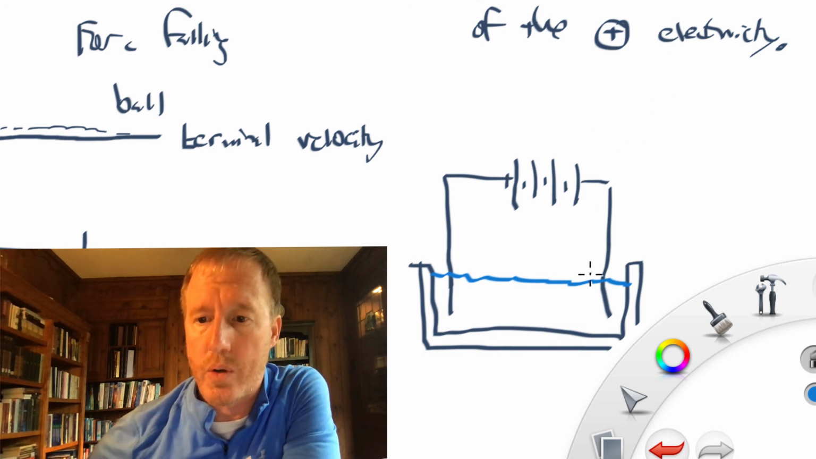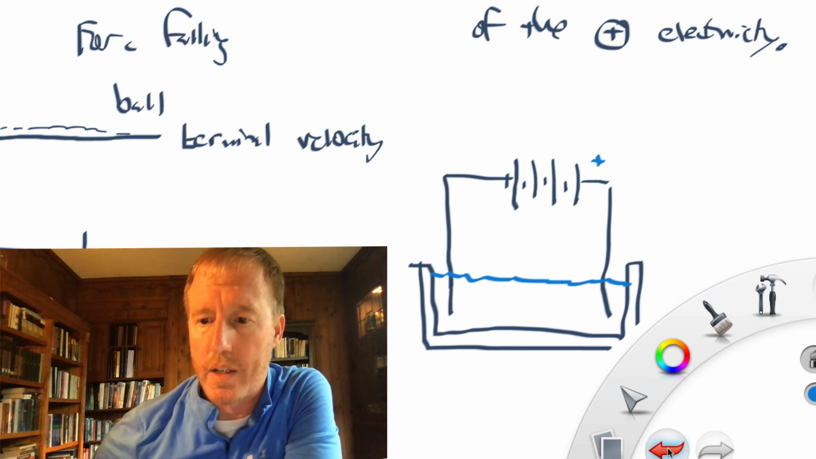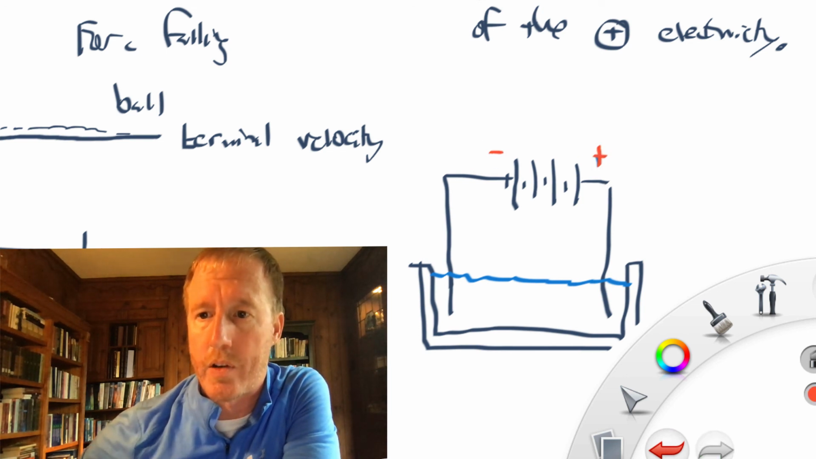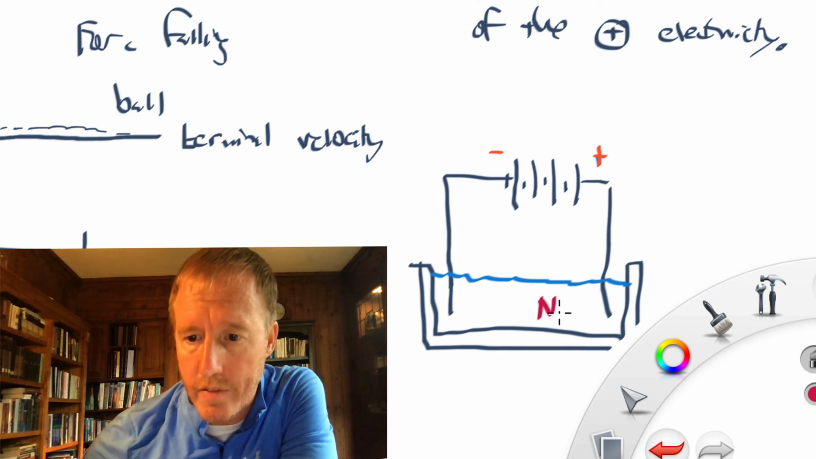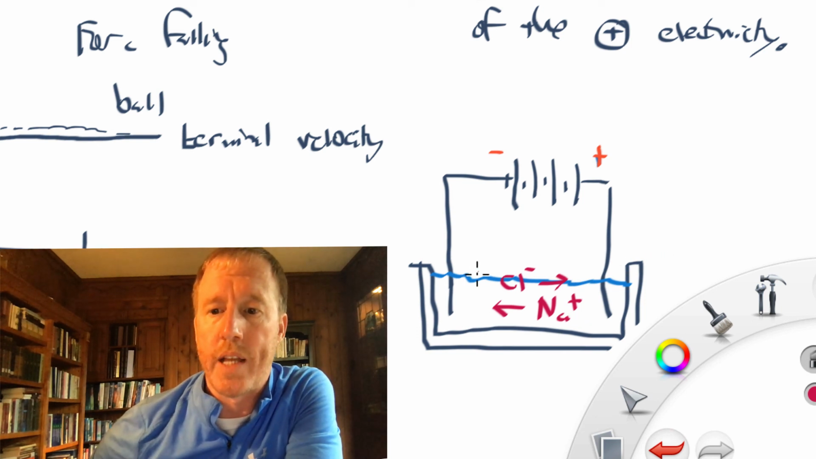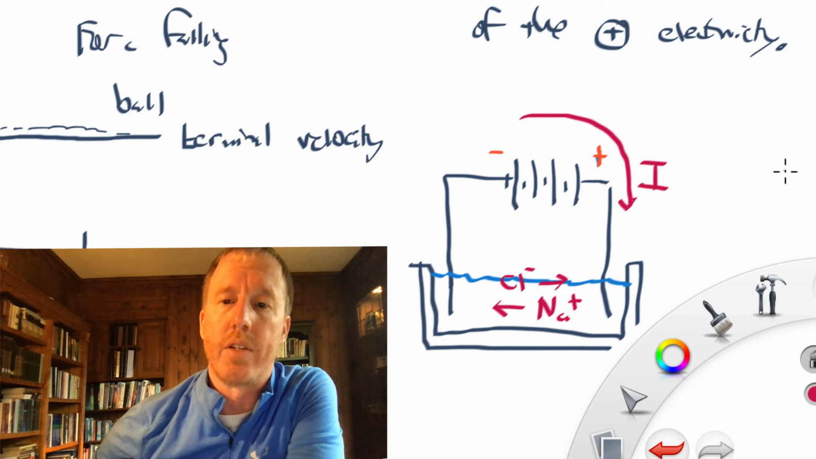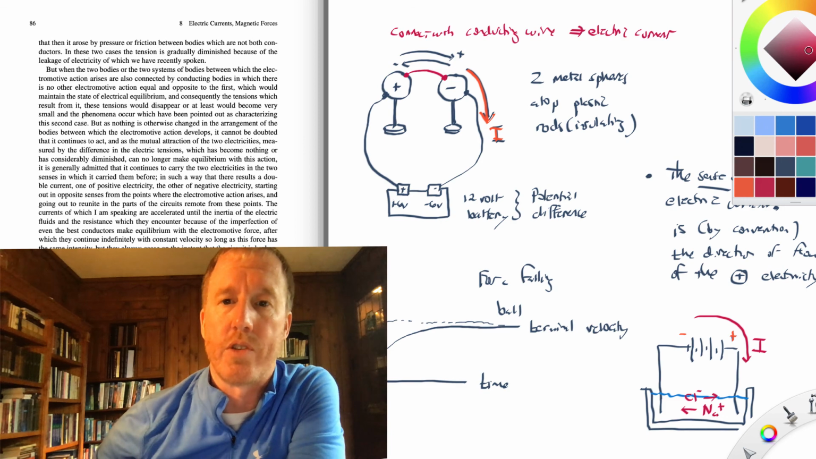In that case, if this is the positive terminal of the battery over here and the negative terminal of the battery over here, you will have the positive sodium ions moving in that direction, and the negative chlorine ions moving in that direction. So you do have both positive ions moving that way and negative ions moving that way. In that case, we still would call this a current in this direction, because by convention, he says the current is flowing in the direction that the positive charges are moving.